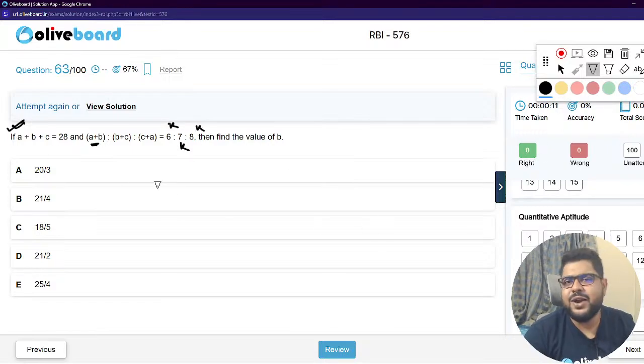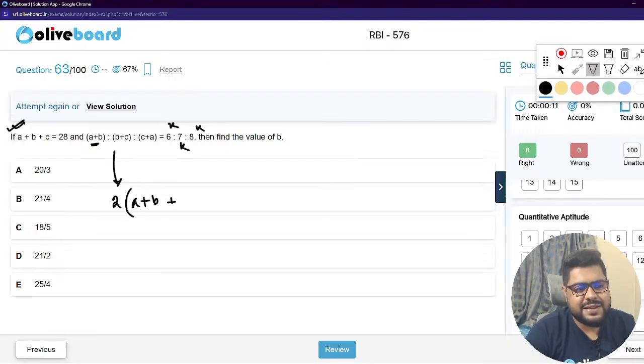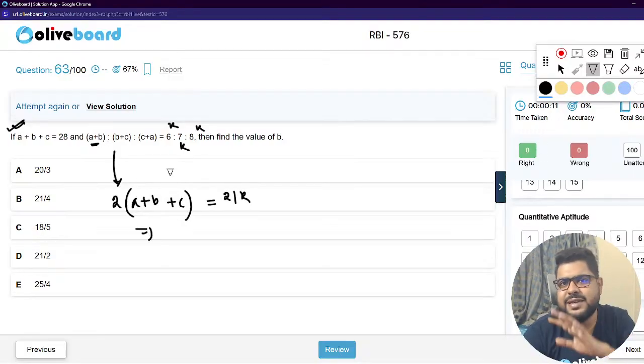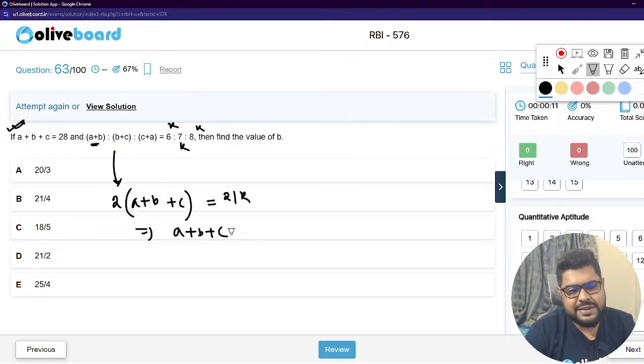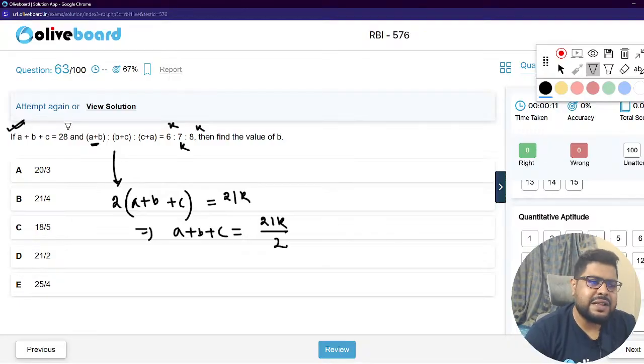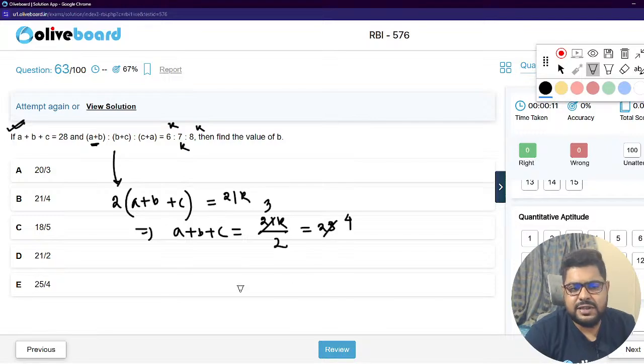If you add all three, twice of A plus B plus C, we are getting 21k, because A is twice, B is twice, C is twice. I have taken 2 like together. So A plus B plus C comes out to be 21k by 2. Perfect. Now, this is given as 28. 7 3s are 21, 7 4s are 28. So k is 8 by 3.